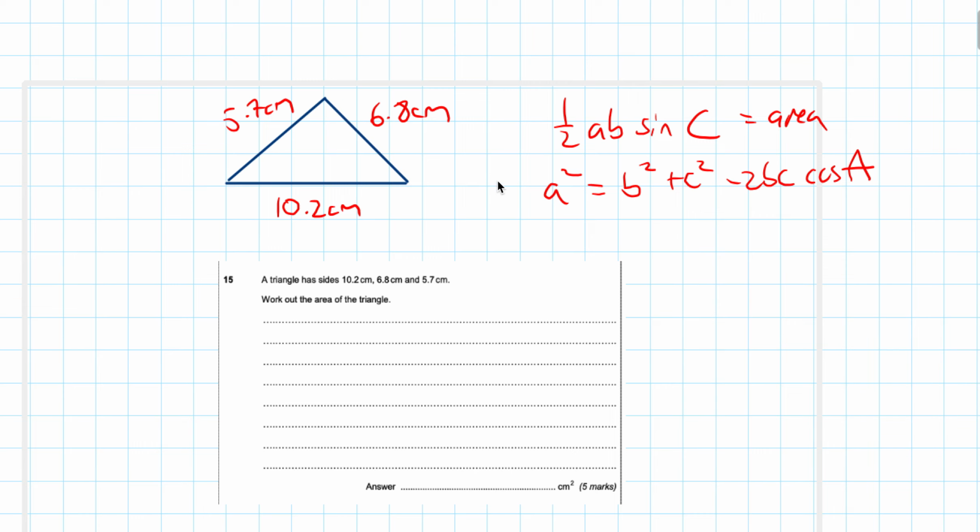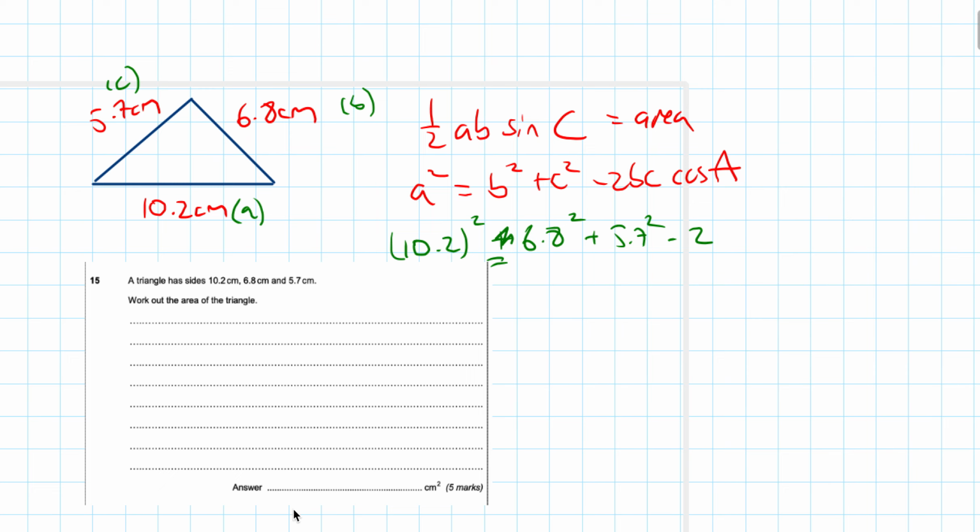So here, if you would like to, you can label some of the sides. So we can say, for example, that this is going to be side A, this is B, and this is C, but you can label any of the sides A, B, C. And let's plug it into our equation. So now we have 10.2 squared equals 6.8 squared plus 5.7 squared minus 2 times 6.8 times 5.7 cos A. So here we're trying to find this angle, big A, which is opposite little a.